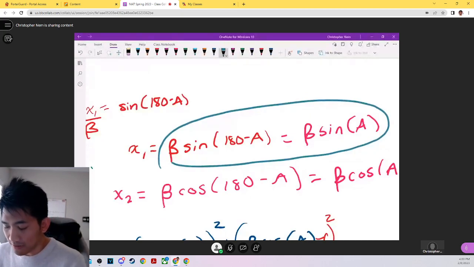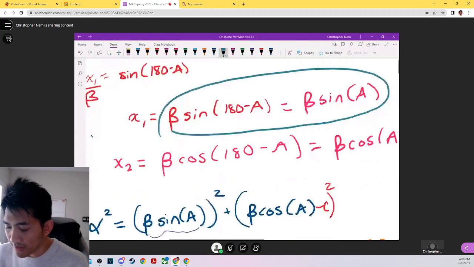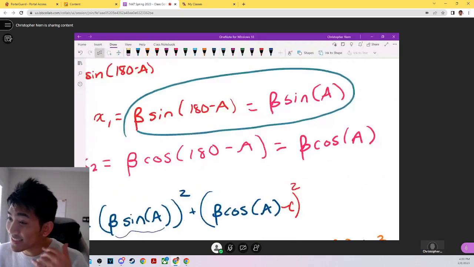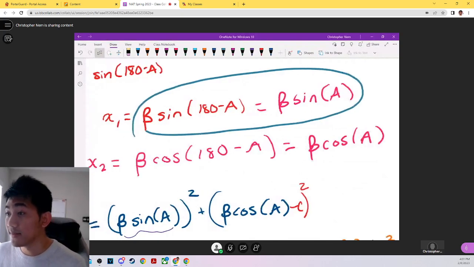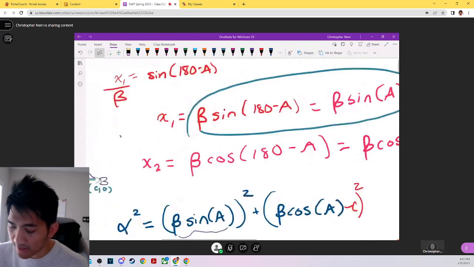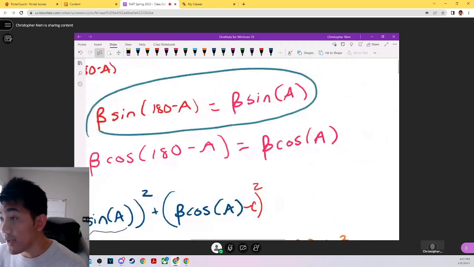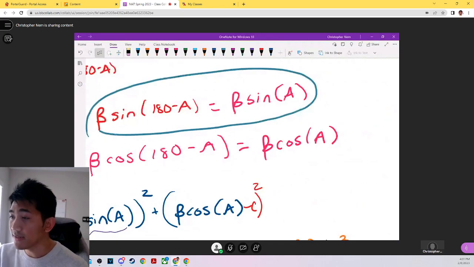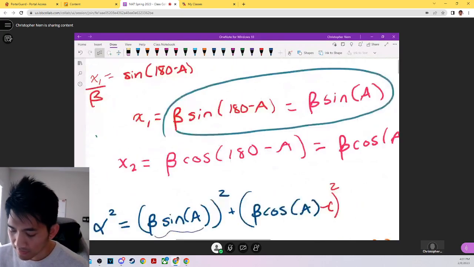Now, that also holds for cosine. We just have to deal with the negatives and positives, of course. So that's just a little idea. As long as we make it strictly positive, we're good to go. So boom, we can also do it with cosine as well. That means I can solve for x1 as beta sine of A, and I can solve for x2 as beta cosine of A. Boom.